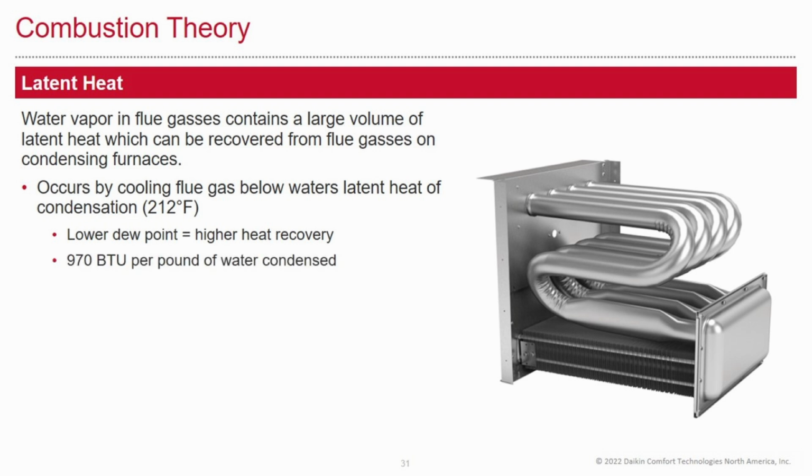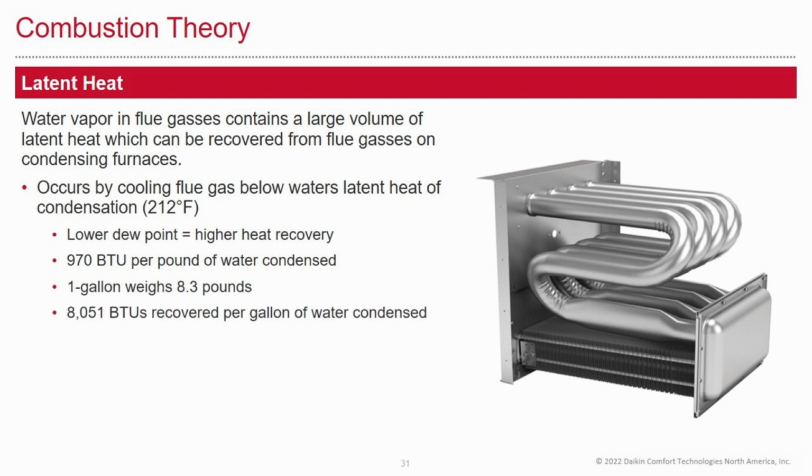970 BTUs per pound of water condensed. 1 gallon of water weighs 8.3 pounds. There are 8,051 BTUs recovered per gallon of water condensed.